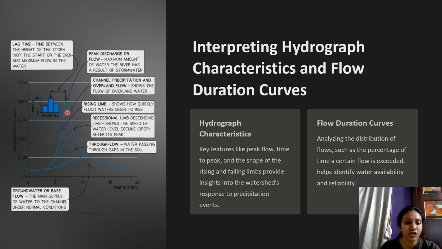Rising limb, this shows how quickly flood water begins to rise. And recessional limb or descending limb shows the speed of water level decline or drop after its peak. That is the peak discharge of flow. And through flow, water passing through gaps in the soil, is the through flow. And this is how you interpret a hydrograph, and the flow duration and everything is what is here.